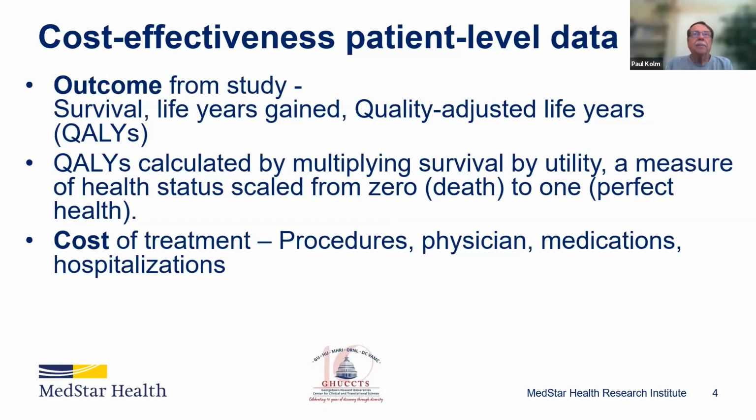usually, in fact, really most of the time, you'll see this expressed in what we call quality adjusted life years, or QALYs. And basically the QALY is calculated by multiplying the survival by a utility, which is a measure of health status that's scaled from 0 to 1, with 0 being death and 1 being perfect health. And then of course, we're going to need the cost of treatments, which is going to involve procedures, physician costs, hospital costs, and obviously medication costs.